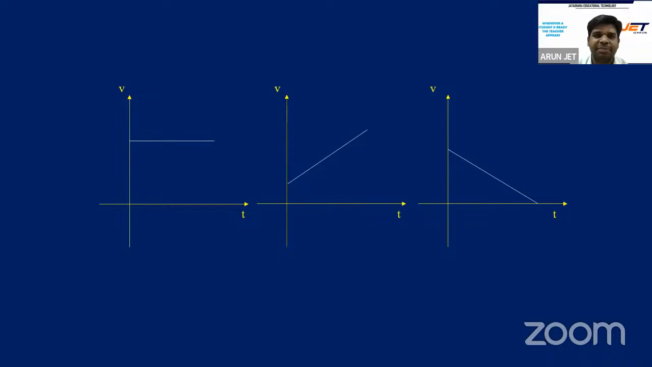Analyze the same things, but in a much different manner. All right, students, is it okay till now? Type yes or no in the chat box. All right, good. So let me go ahead.